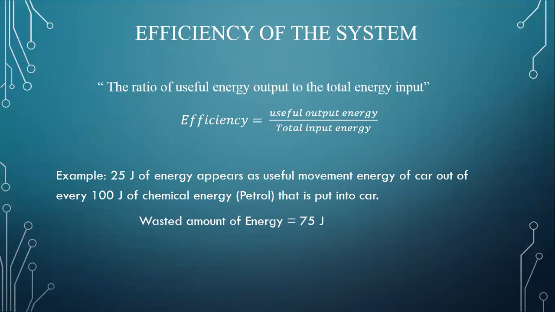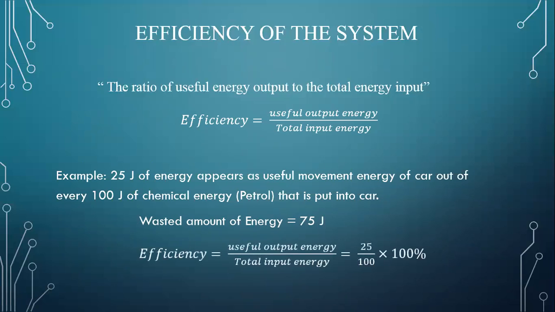So here the wasted amount of energy is equal to 75 joule, because the total energy provided is 100 and the total amount of energy which is produced as an output is 25. So 75 joule is the wasted amount of energy. Hence the efficiency becomes 25 by 100, which is equal to 0.25, or we can write 25%. So this is the efficiency which is equal to 25%.